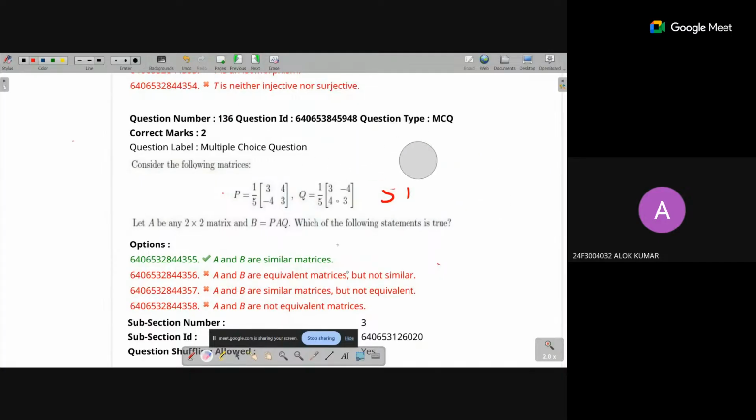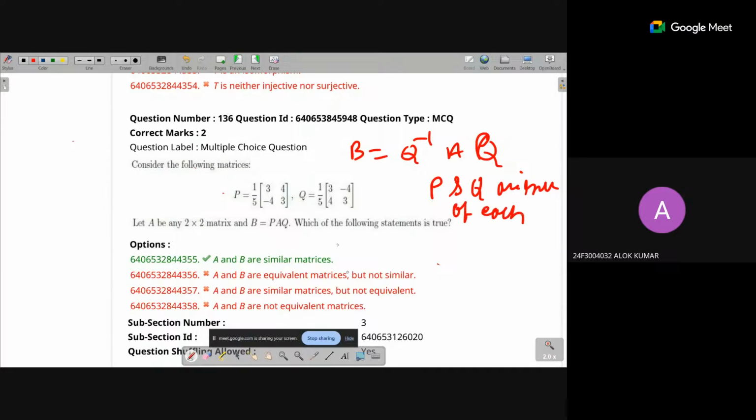So it's the identity matrix. It means B is equal to Q inverse AP. Sorry, AQ. We know P and Q are inverses of each other. So if this is the identity matrix, if this is a similar matrix, then it will also be an equivalent matrix. There is no doubt about it.